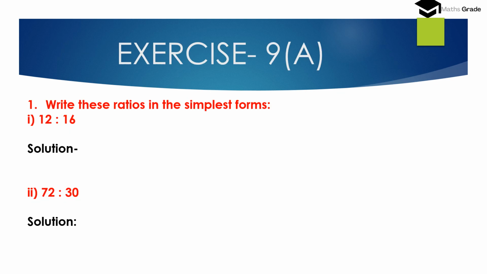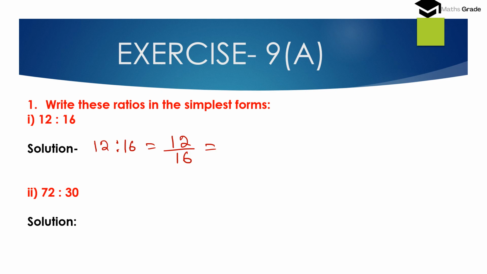Now we will solve question number 1. Write these ratios in the simplest form. First bit is 12 is to 16. We can write 12 is to 16 as the ratio 12 divided by 16. Between 12 and 16, 12 is the antecedent and 16 is the consequent. Between 12 and 16, 4 is the common factor.